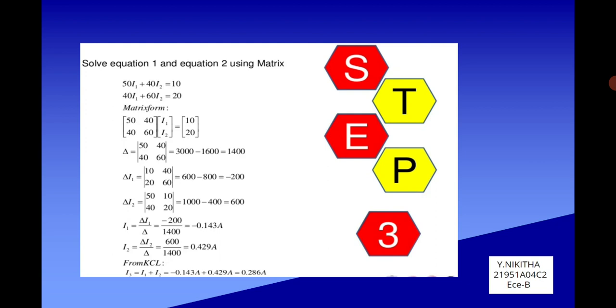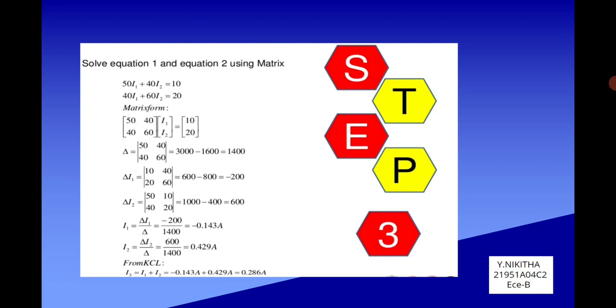Delta is equal to the determinant of 50, 40, 40, 60. Determinant of it is 1400. Delta I1 is equal to the determinant of 10, 40, 20, 60, which is minus 200. Delta I2 is equal to the determinant of 50, 10, 40, 20, which is 600.